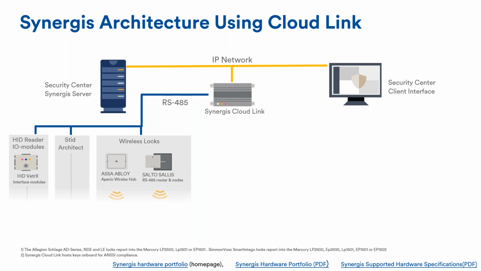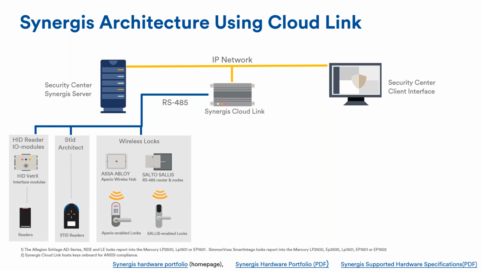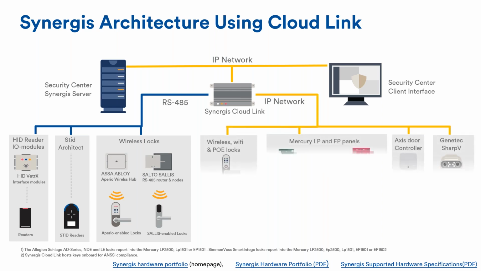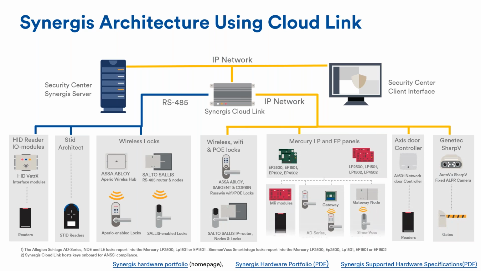Now, the Synergis Cloud Link is basically an intelligent device for supporting your access control hardware. It can be powered via either Ethernet, power over Ethernet, or using a 12-volt power supply. It can support a connection to access control devices via RS-485. It can also support connection to access control devices over a network.